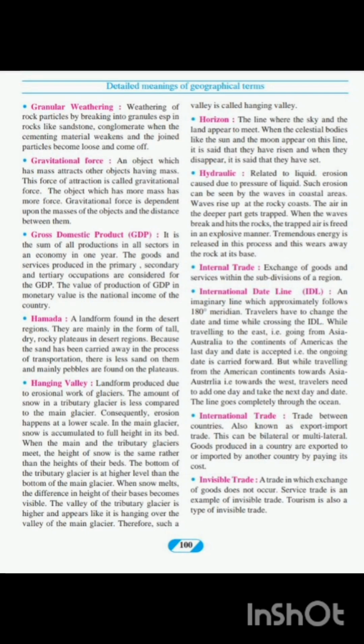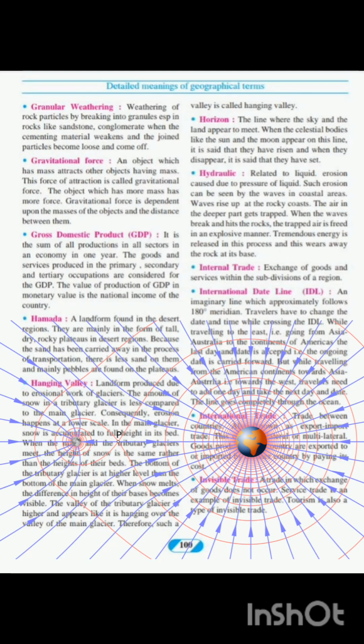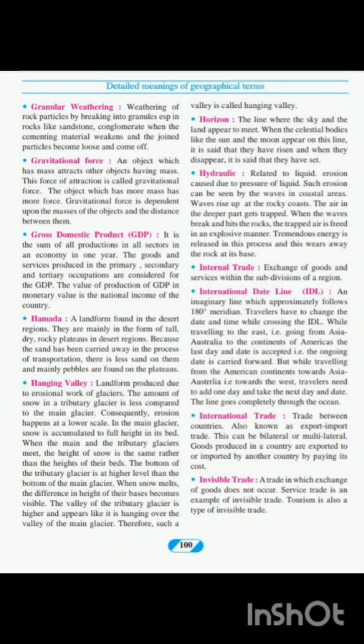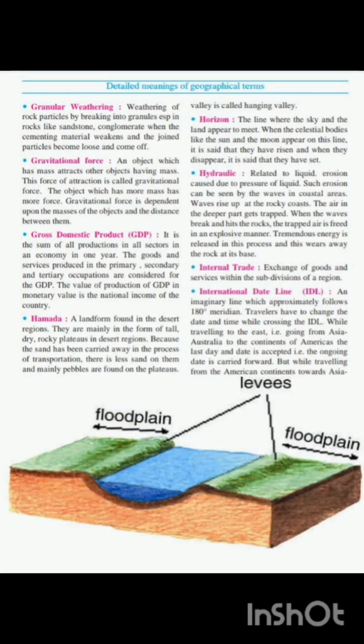The international date line: an imaginary line which approximately follows the 180-degree meridian. Travelers have to change the date and time while crossing the international date line. While traveling east, going from Asia or Australia to the continents of America, the last day and date is accepted; the ongoing date is carried forward. But while traveling from the American continents towards Asia and Australia, towards the west, travelers need to add one day, take the next day and date.